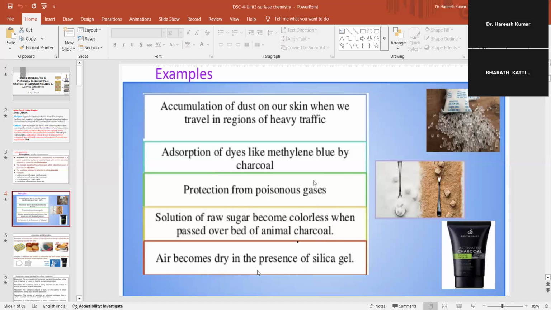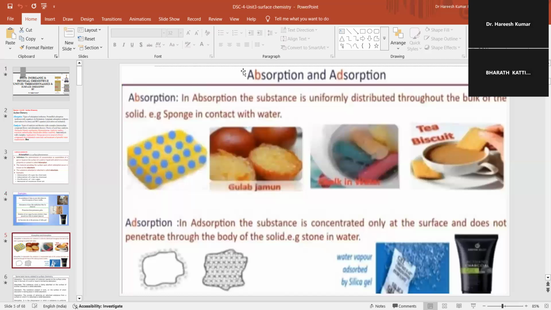So air becomes dry in the presence of silica gel. Then here I am taking a few more examples. Adsorption. There is a difference between adsorption and absorption.